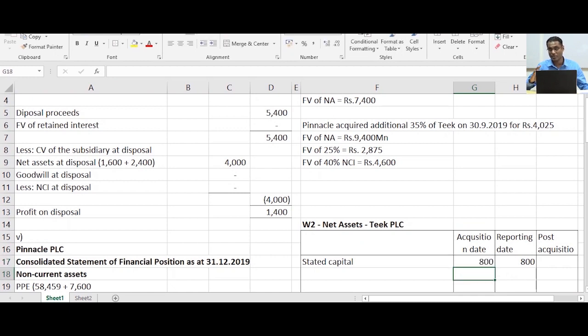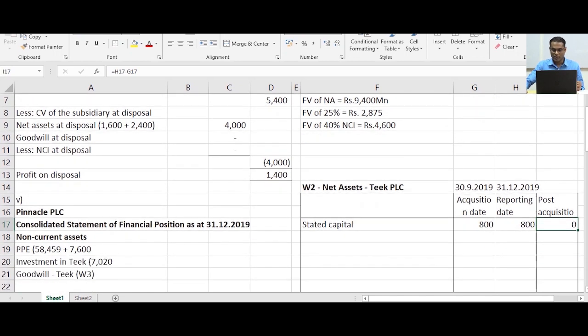So the acquisition date is, again I am reminding you all, 30th September 2019. Reporting date means 31st December 2019. If I put that for your reference on the top of the table, so this is 30th September 2019, this one 31st December 2019, okay. Then post acquisition means the difference between the acquisition date to the reporting date. Actually there is no difference. What I do is I take 800 reporting date figure minus the acquisition date figure. Actually there is nothing here. Post acquisition is 0, right.